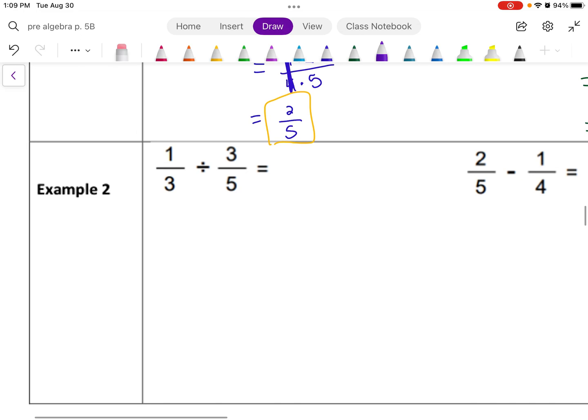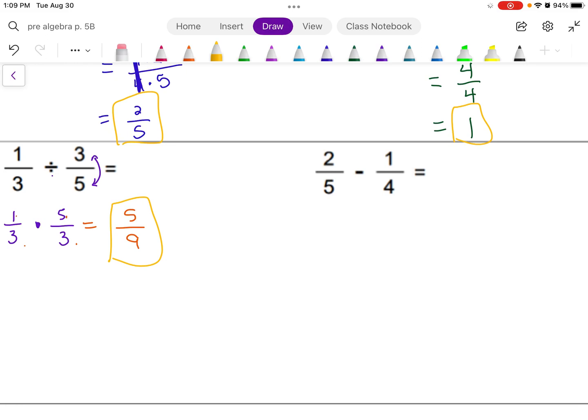All right, example 2, when we're dividing, remember we have our keep, change, flip. We keep the first fraction, we change the sign, and we flip the second fraction. So that's what we're going to do. We're going to keep 1/3, we're going to change division to multiplication, and we are going to flip 3/5 to 5/3. Now we have a multiplication problem, so we can just multiply across. 1 times 5 is 5, 3 times 3 is 9. 5/9 is our answer.